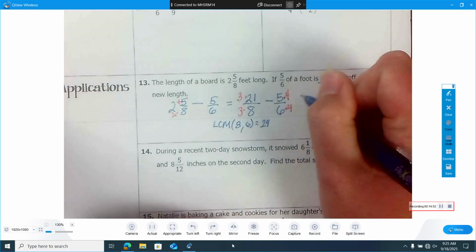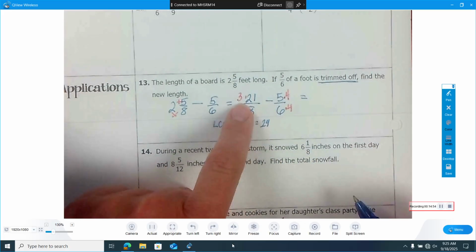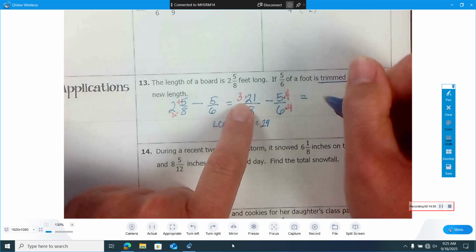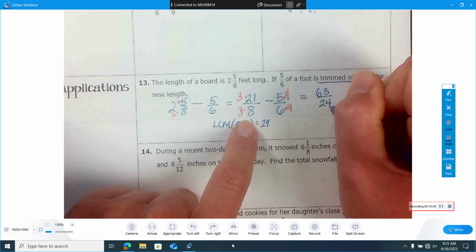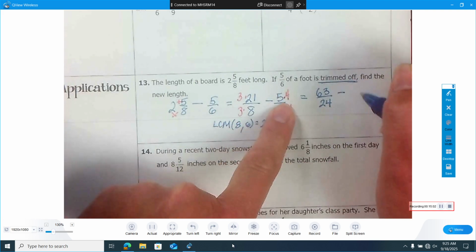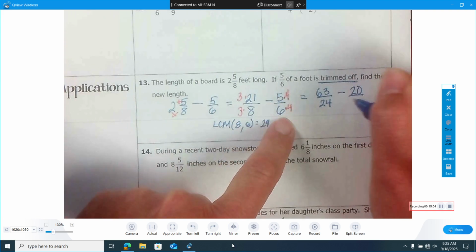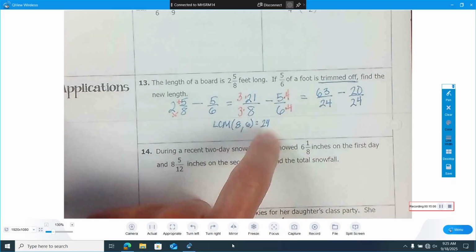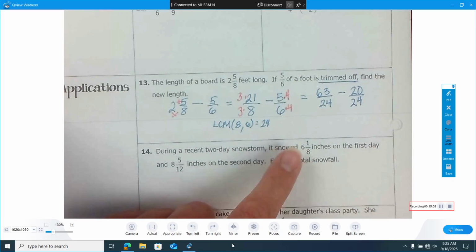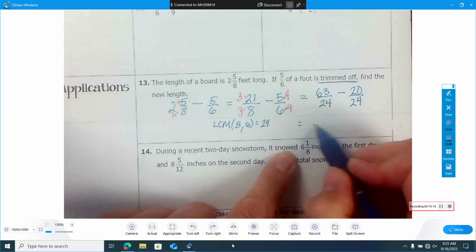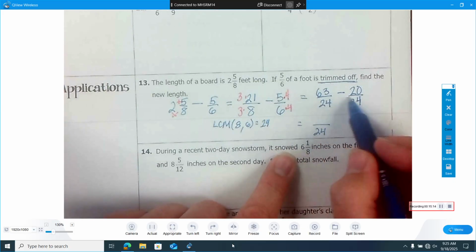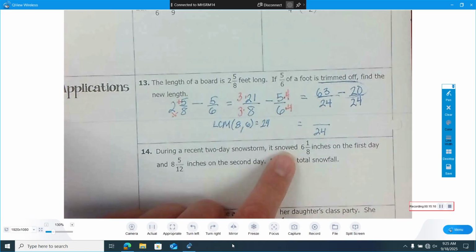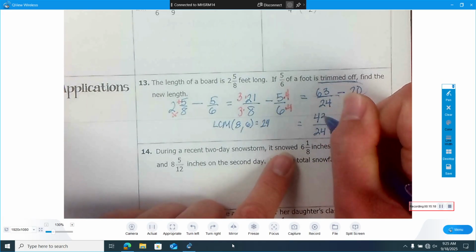All right, I'm going to rewrite those fractions. What is 3 times 21? 63, good. 24ths minus 20 24ths. 5 times 4 is 20. All right, and now the denominators match. It stays 24. 63 24ths minus 20 24ths is 43 24ths.